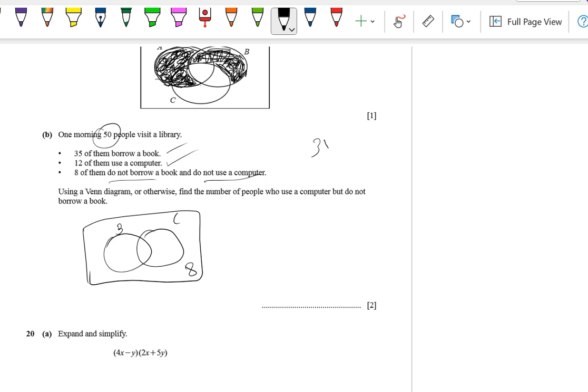So 35 plus 12 is 47. 47 minus 42 is 5. 5 is the number common between books and computer. So it will be 30 and this will be 7.